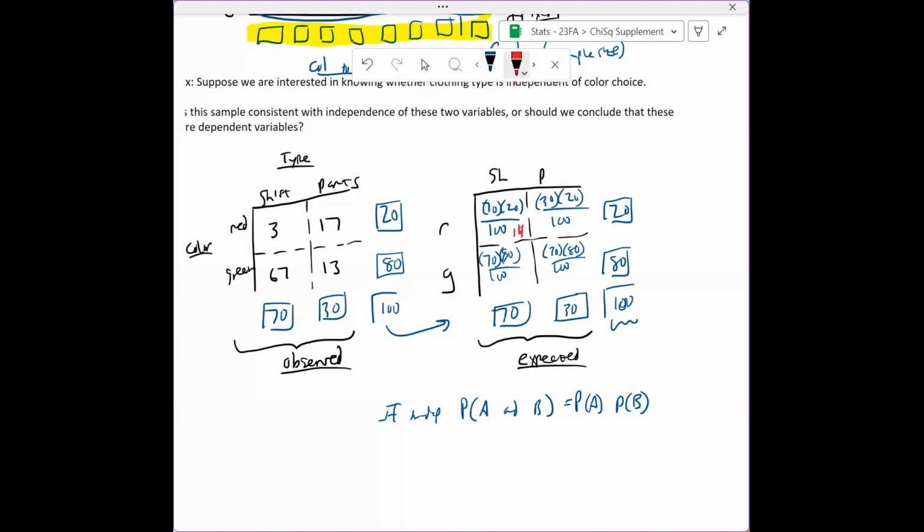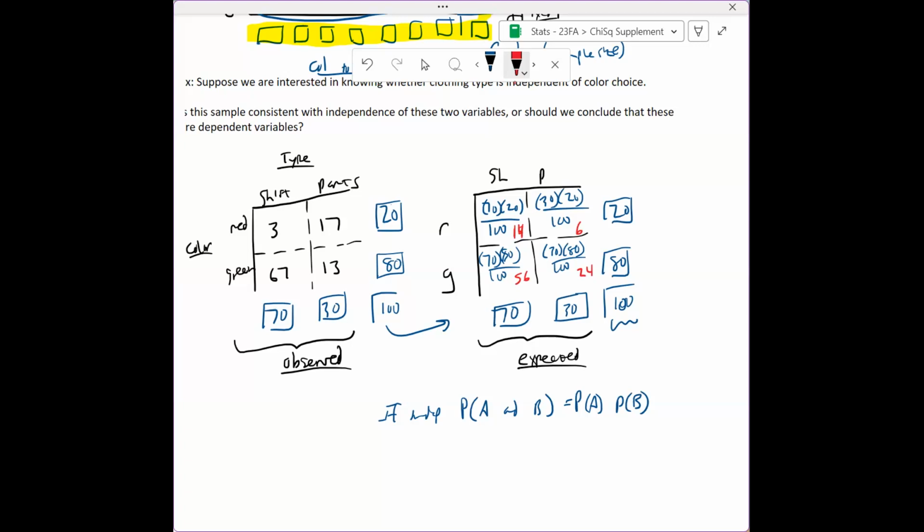14. We get 6. We get 56. And 24. And you can really see where this degrees of freedom is coming in, right?